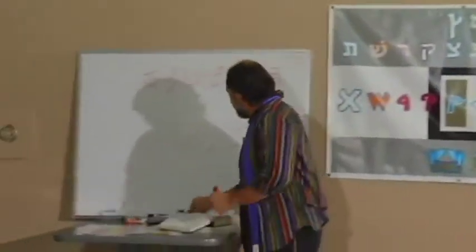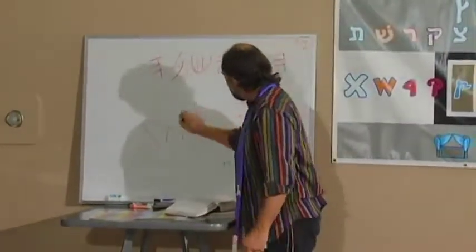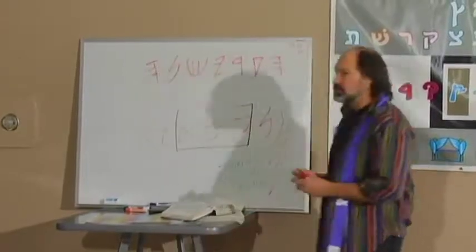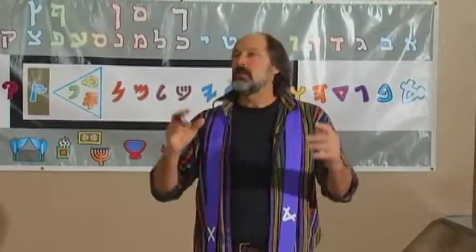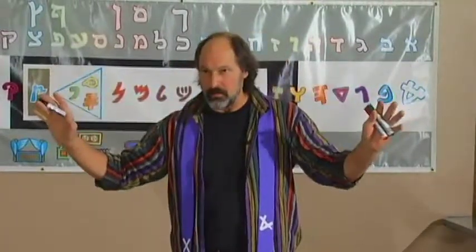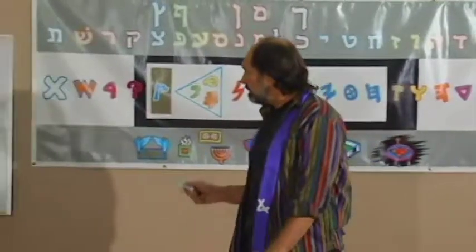Well, interestingly enough, the word Pei Lamed Aleph means wonderful, marvelous, secret, hidden mystery that's so amazingly wonderful. And it's pronounced Pele.